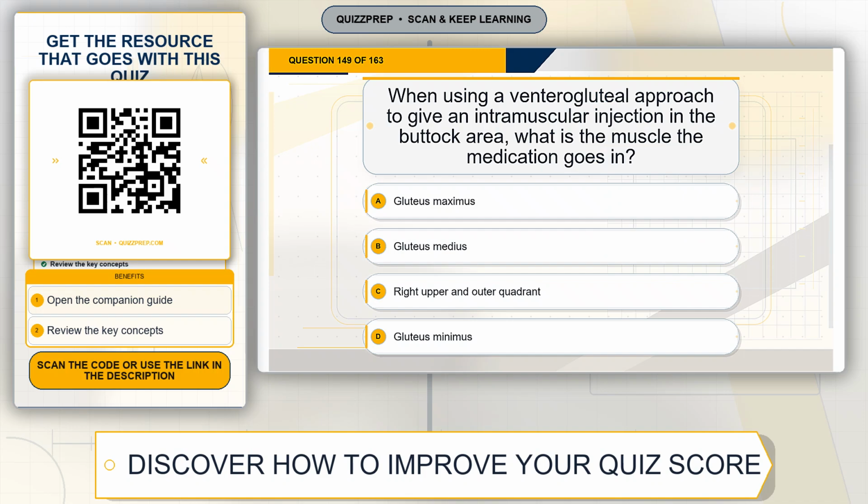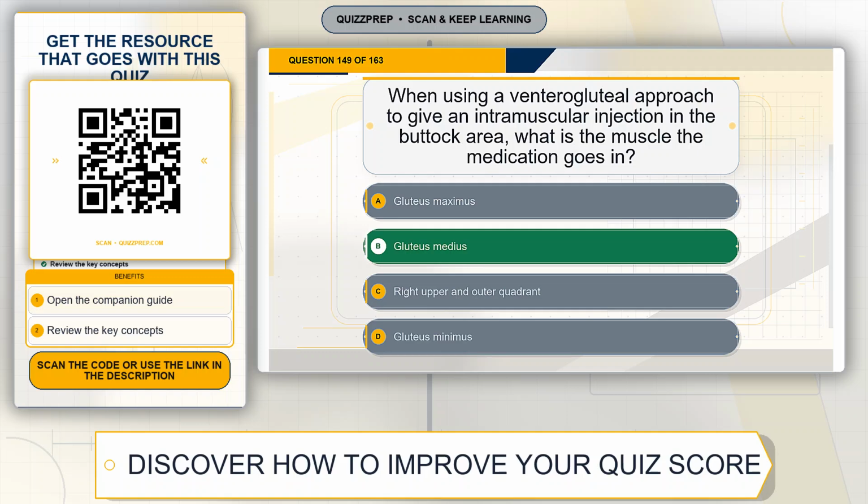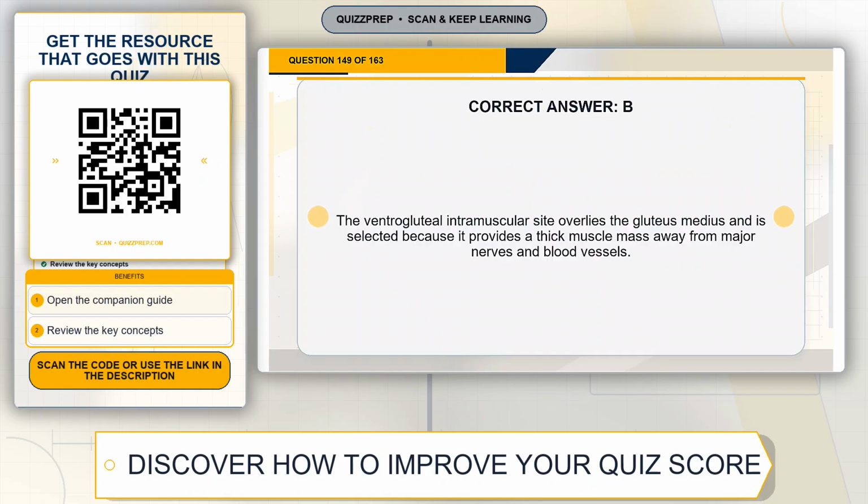Question 149. When using a ventrogluteal approach to give an intramuscular injection in the buttock area, what is the muscle the medication goes in? Option A, gluteus maximus. Option B, gluteus medius. Option C, right upper and outer quadrant. Option D, gluteus minimus. The correct answer is option B, gluteus medius. Explanation. The ventrogluteal intramuscular site overlays the gluteus medius and is selected because it provides a thick muscle mass away from major nerves and blood vessels.